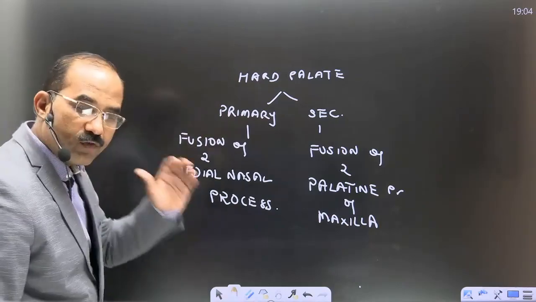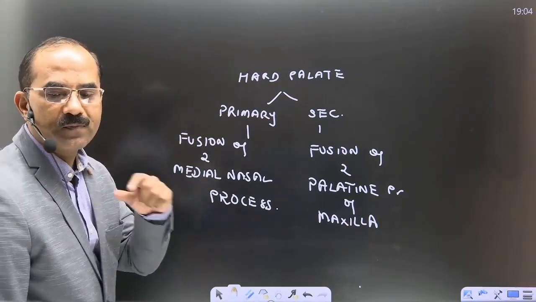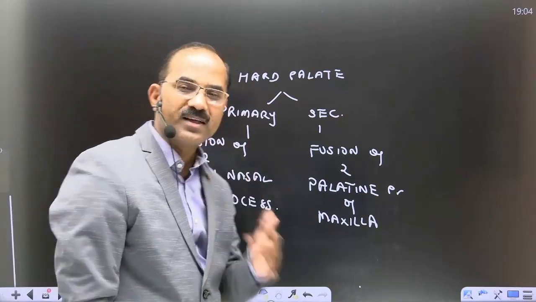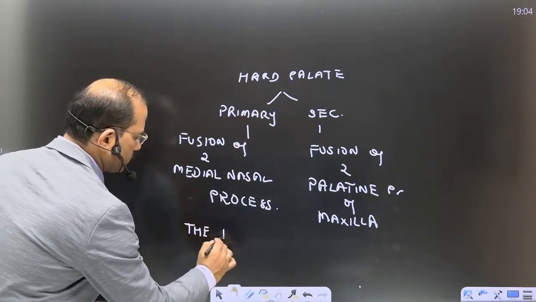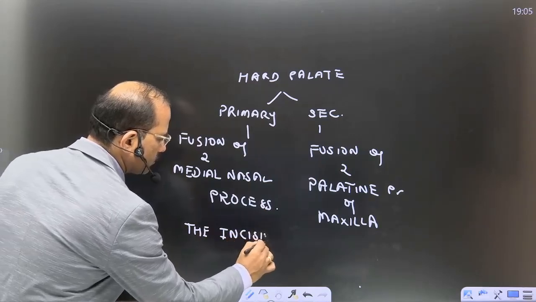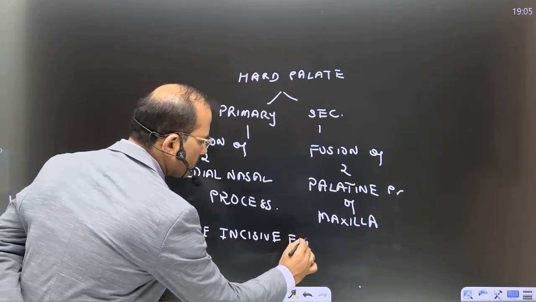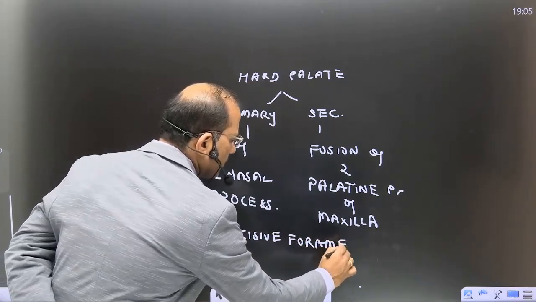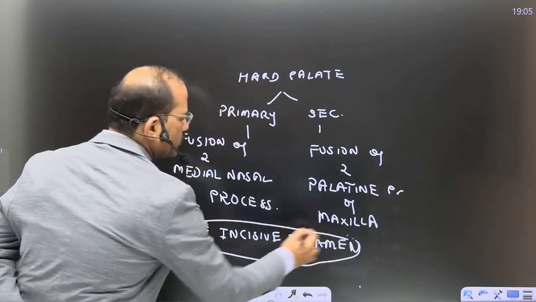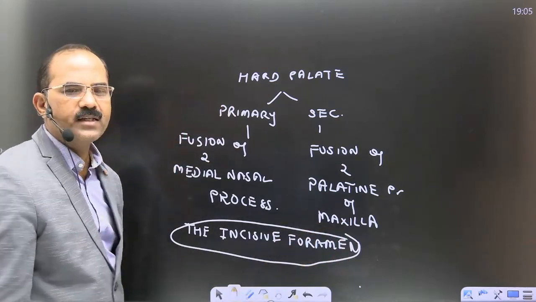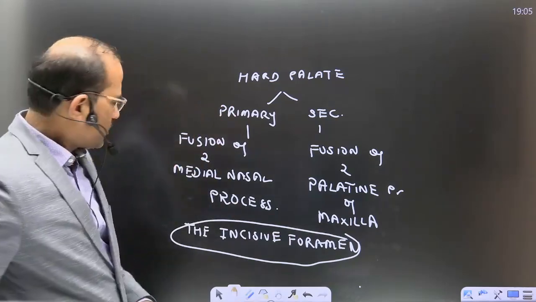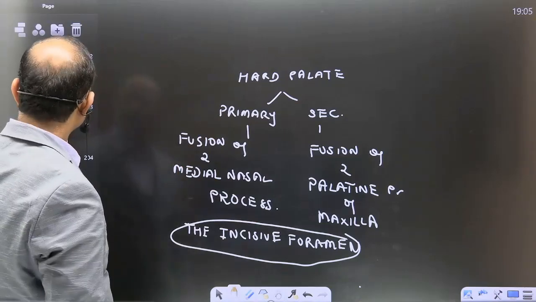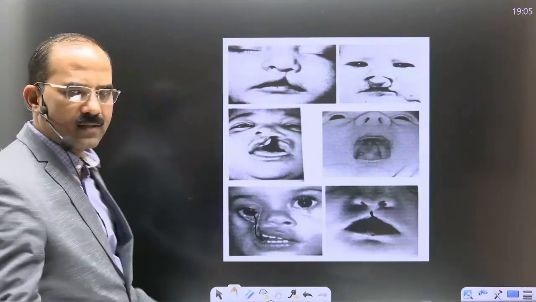And what differentiates in us between a primary and a secondary palate? What is there in us? The incisive foramen. The incisive foramen lies at the junction of primary and secondary palate. Okay, students, I hope this is clear. I hope the slides are clear to all of you. In case there's anything not clear, you tell me. So just once again, look here.